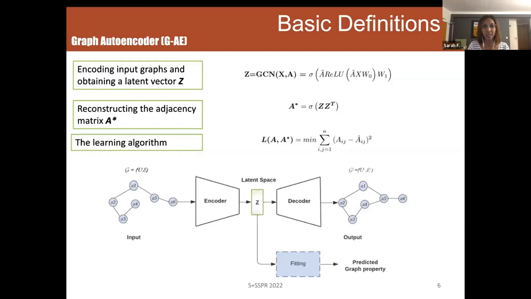And it takes an adjacency matrix with its feature matrix, and then it gives you a latent representation for that. And the way it does so, by taking the latent vector it has obtained, it then tries to reconstruct an adjacency matrix, noted here by A star. And with this, the way the learning happens is by a quadratic loss function. So it just compares the resulting adjacency matrix with the original one that you have. And this was the base of the model that we were testing, using graph autoencoders to then use it for our prediction missions.